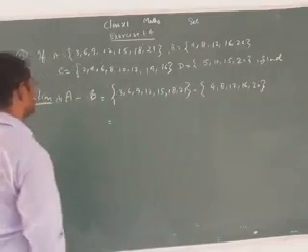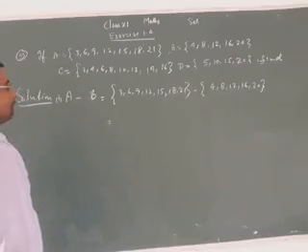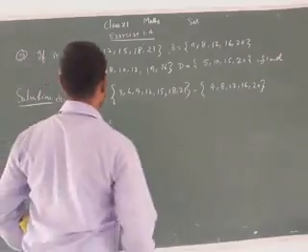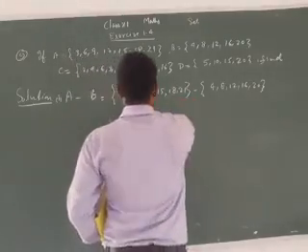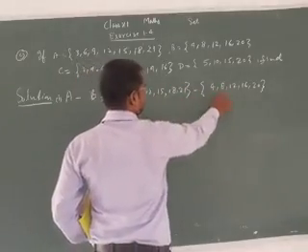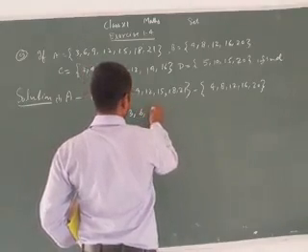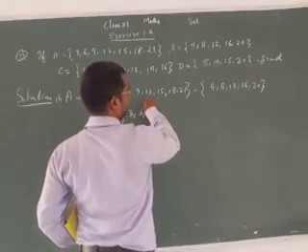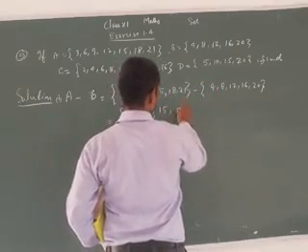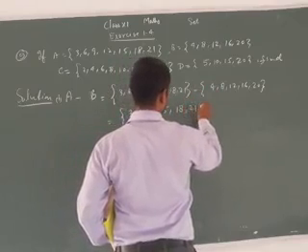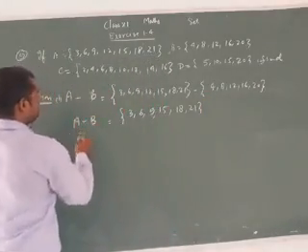A minus B means those elements of A not present in B. So A minus B: 3 not present in B, 6 not present in B, 9 not present in B, and 12 present, 15 not present in B, 18 not present in B and 21 not present in B. So this is A minus B.